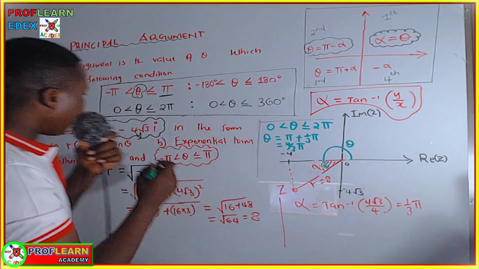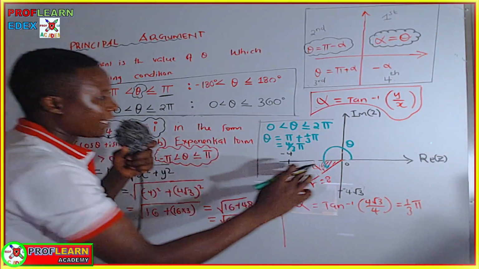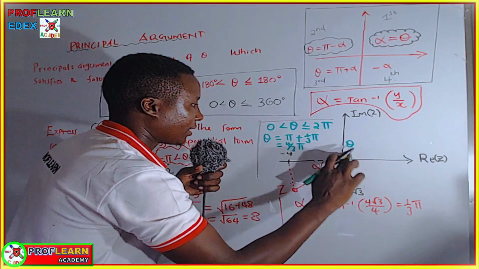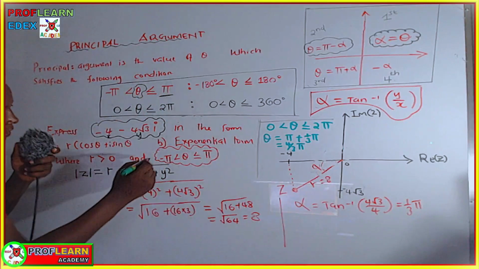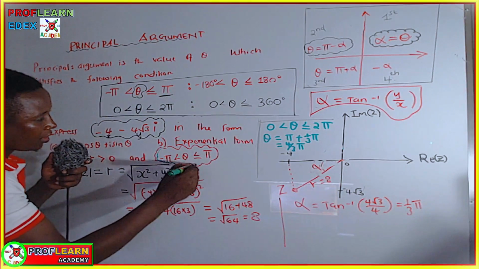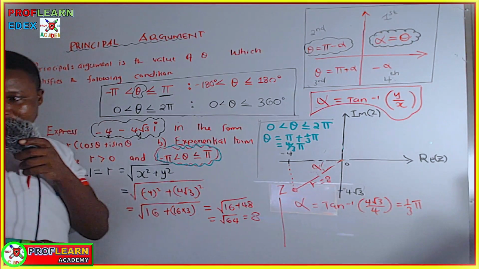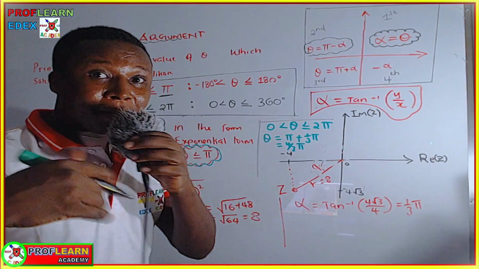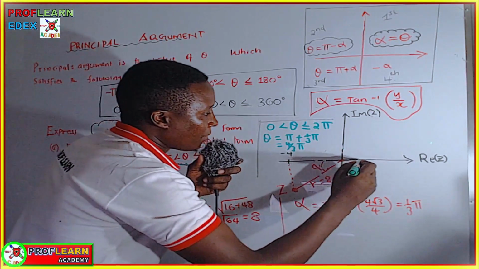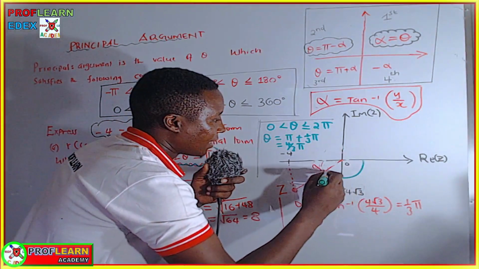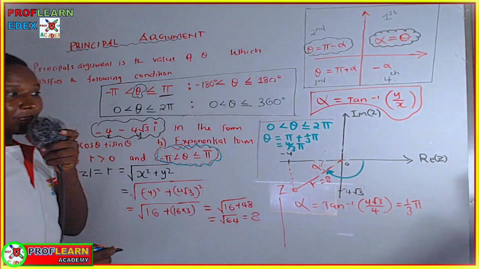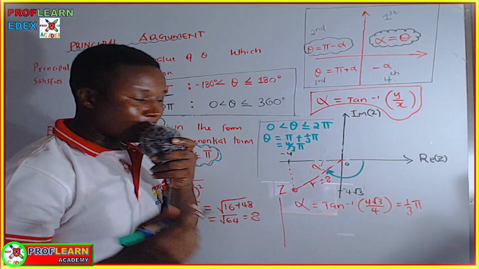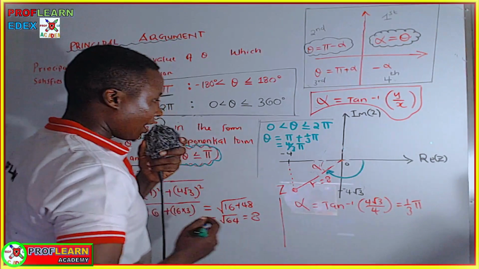because they can be more than pi. But in the case that we have in this particular question, we are told that theta is between pi and negative pi. So it means that there's no way this angle can be more than pi. So you are going to measure in the clockwise direction. You are going to measure the angle in clockwise direction.